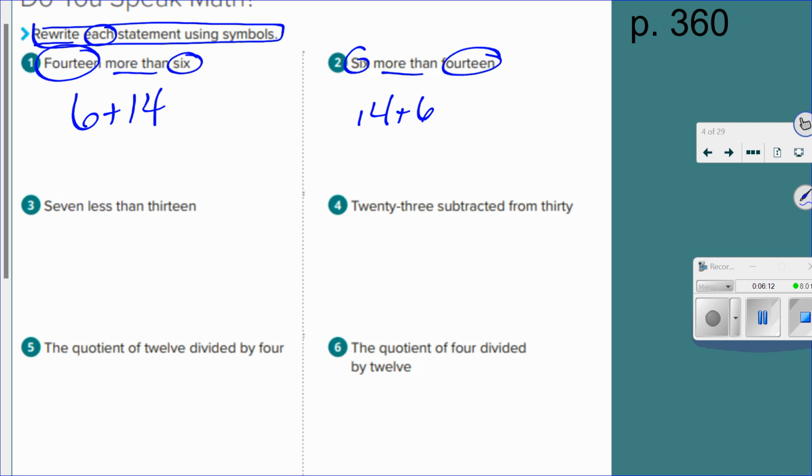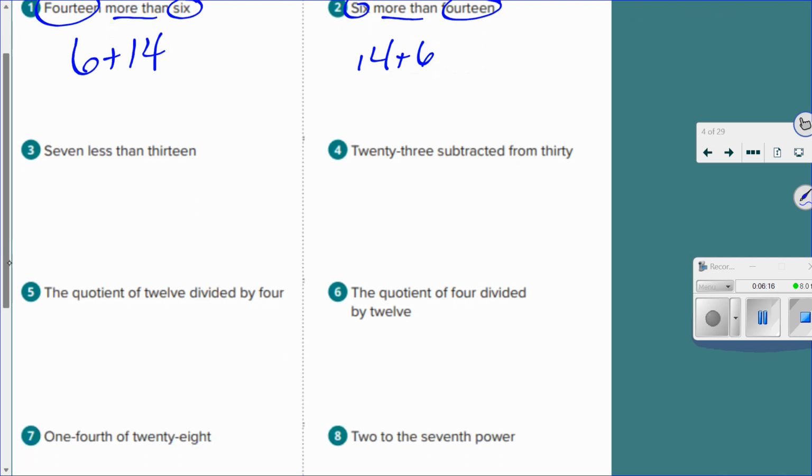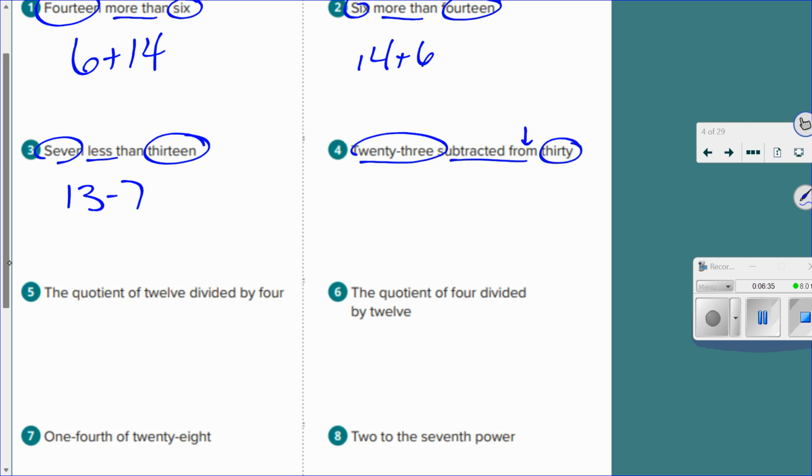7 less than 13. This one, you only have one choice. It has to be 7 less than 13. 7 minus 13 is going to give me -6. Completely different answer. 23, subtracted from 30. That's another one of those flipping terms. 30 means that it's 30 minus 23.